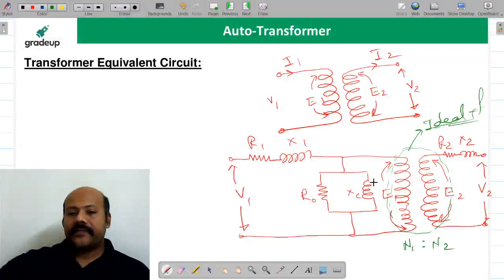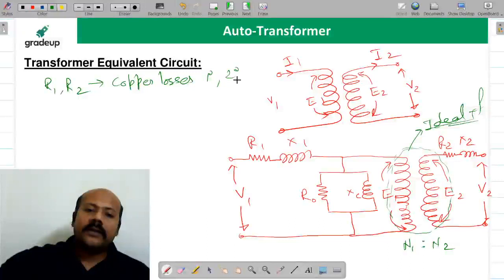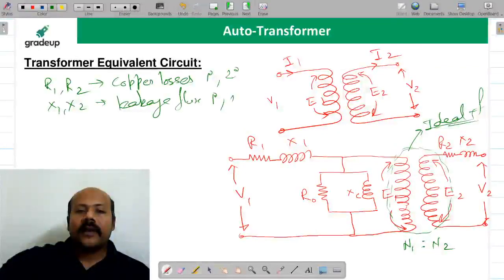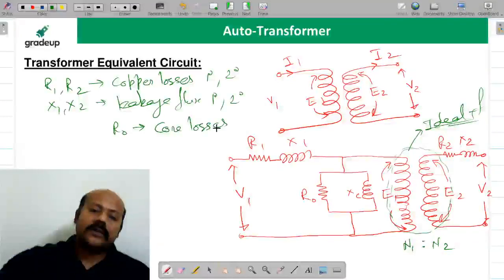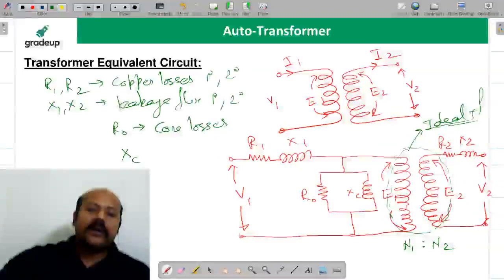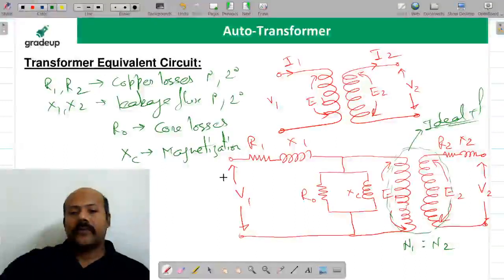Now please try to understand. This R1, R2 represent copper losses in the primary and secondary windings. X1, X2 represent the leakage flux in the primary and secondary windings. R0 represents the core losses, which we will see when we discuss efficiency. And XC represents the magnetization. I hope it is clear to all of you.